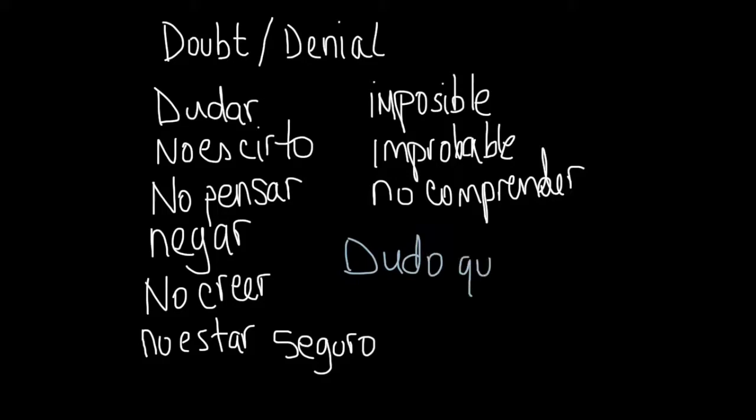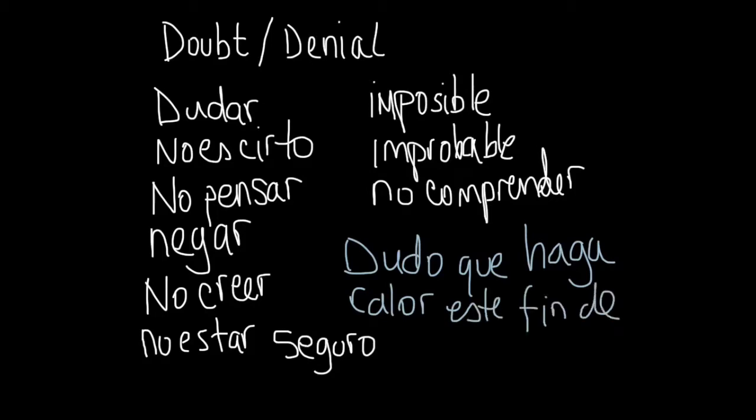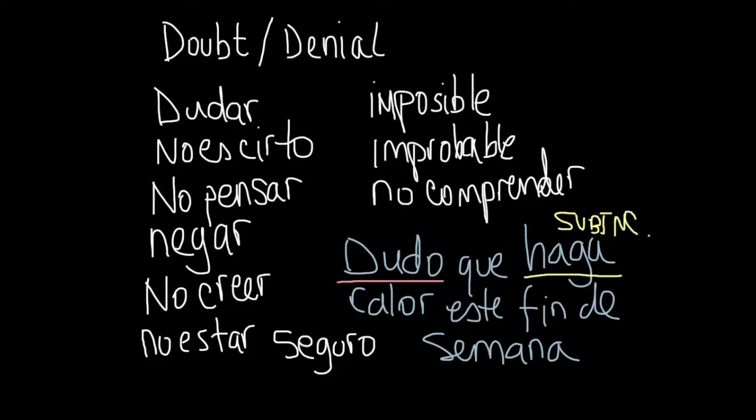So let's take a look at our sentence. Dudo que haga calor este fin de semana. So we have our verb of doubt, dudo, and then haga is in the subjunctive. Now, notice that when we say este fin de semana, there is that future component that we mentioned at the beginning.